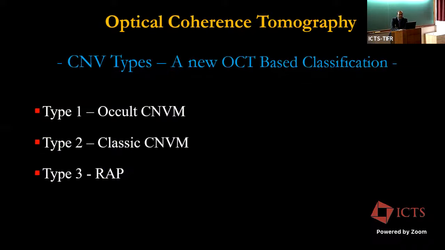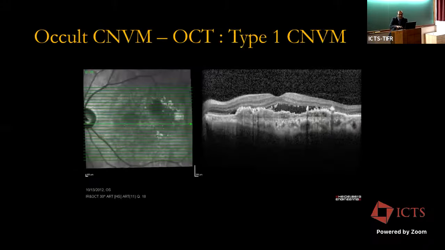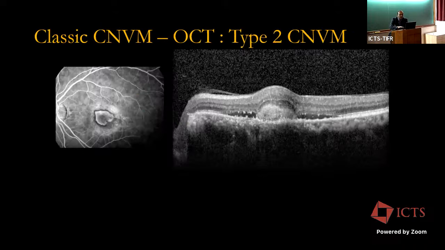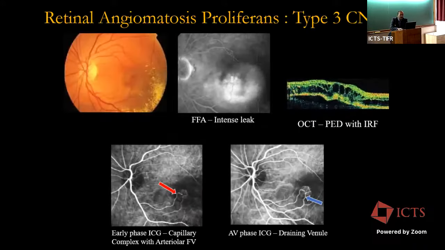With OCT also, you can classify them. Type 1 is occult, where the RPE is lifted up, and type 2, or the classic CNVM, is the one where this neovascularization is sitting atop the RPE. The RPE is not lifted up, as you can see here. And this is RAP, where you can see that the neovasculature is coming from the retina. There's a lot of leakage here. There's a PED, and there's fluid atop that. And you can see on the ICG, there's the origin of that neovascularization starting from the retinal circulation. And this is the feeding artery. And this is in the late phase, you can see the draining venule.